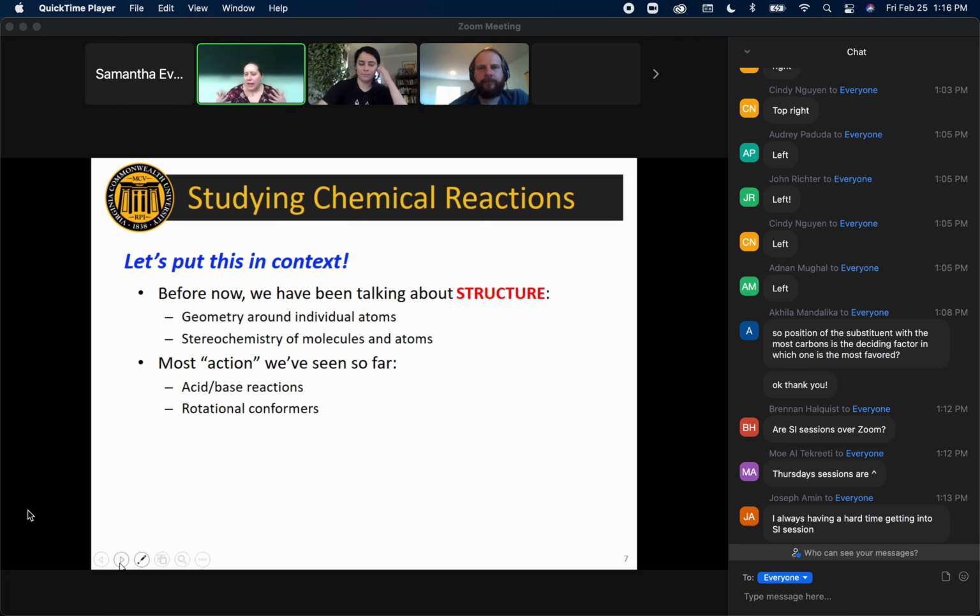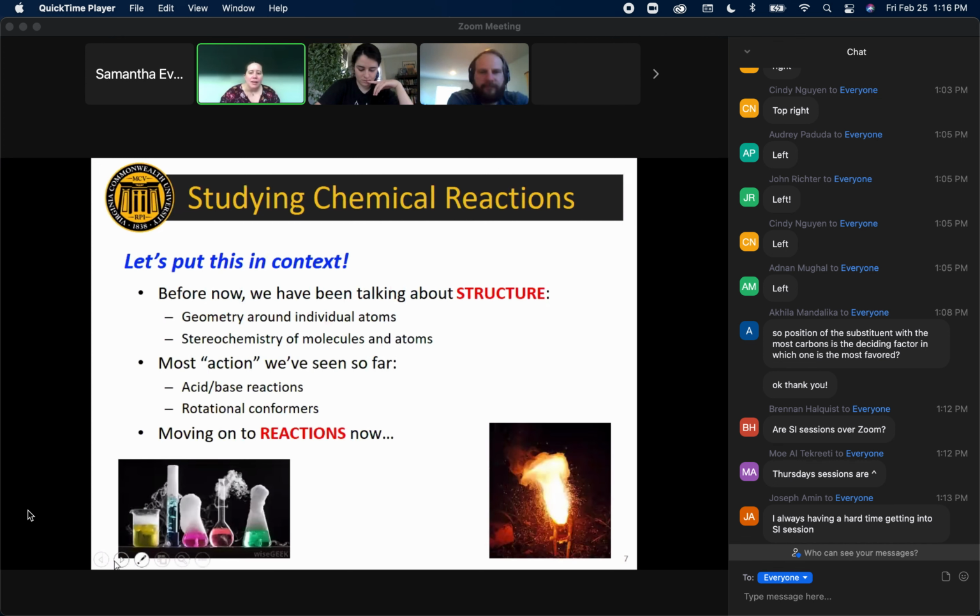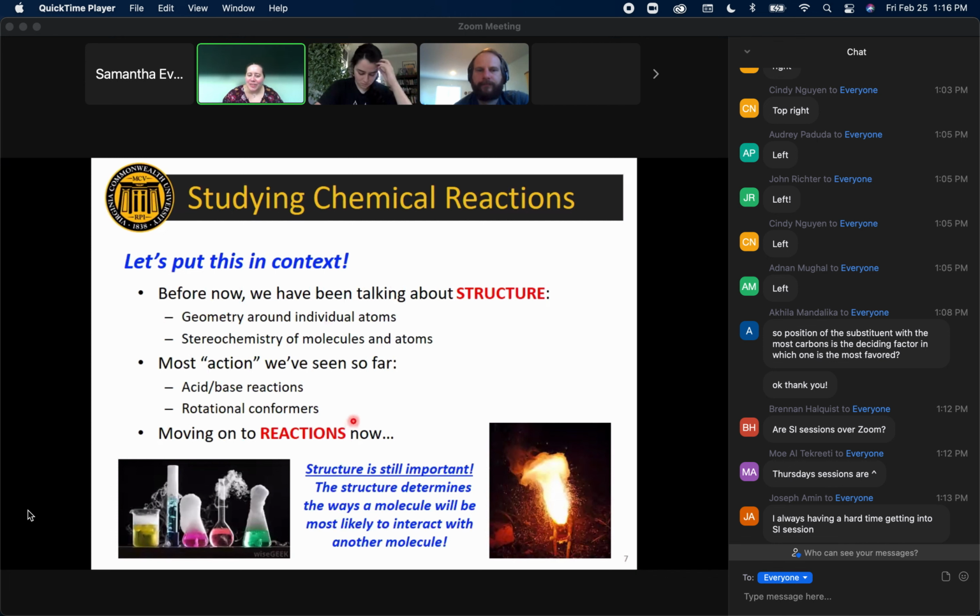And we haven't really seen a lot of action, right? The most action that we've seen before is in chapter 2, we saw some protons moving around, but they're just protons. That's kind of boring. And we've also seen now some rotating around sigma bonds. But again, that's motion happening within a molecule. That's not really interactive and not really exciting. So now we're going to be moving on to a new phase of this course where we're going to talk about reactions. And of course, when we're talking about reactions, we're talking about things that are more exciting than just structures of molecules. But I want to point out that structure is still important.